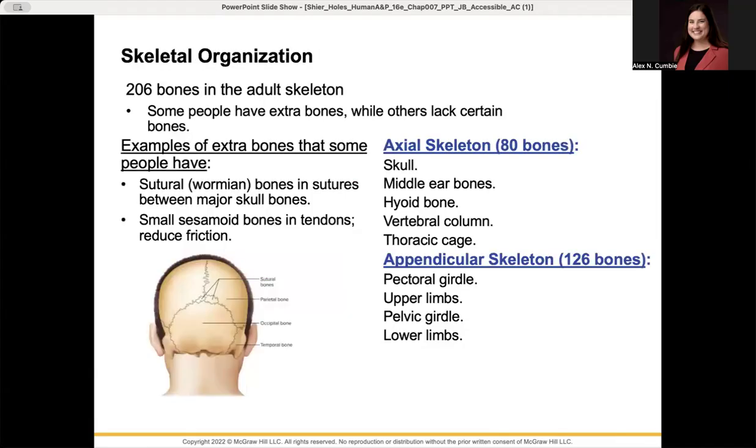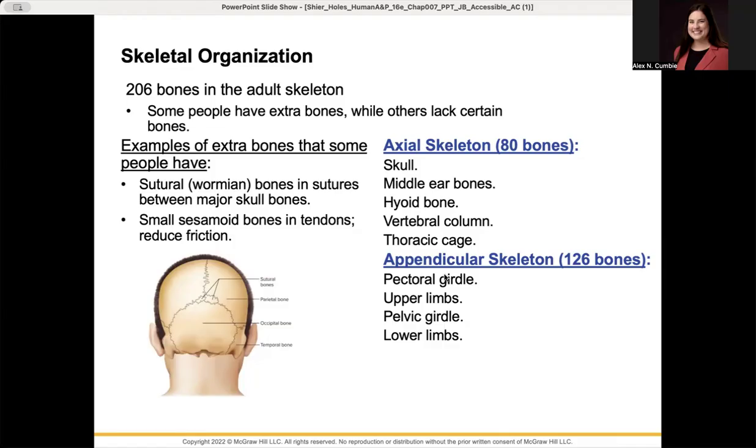As far as our skeletal organization goes, and I do want to get into this a little bit, you do need to know not every specific bone per se, but you do need to know what groups of bones are classified for each skeleton. So, firstly, you need to know that there are 206 bones in the adult skeleton. Some people have extra bones, but for our definition, there are 206 bones in the adult human body. And those bones in the skeleton are separated into axial versus appendicular.